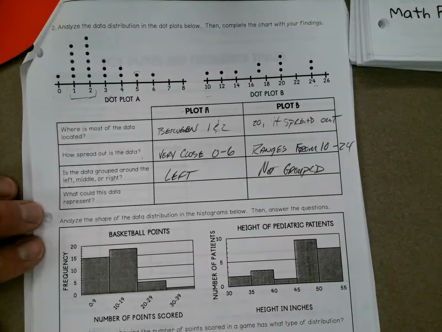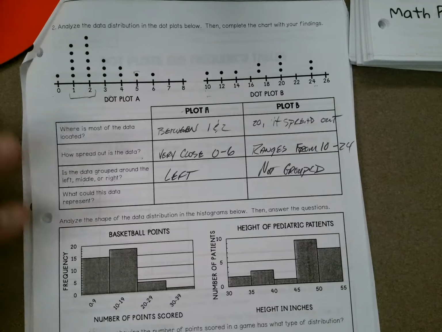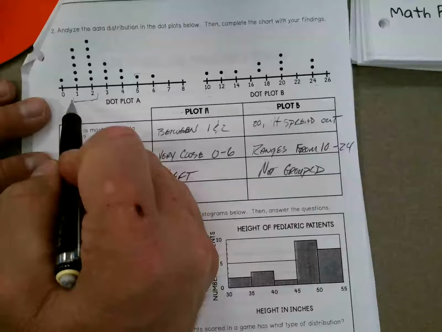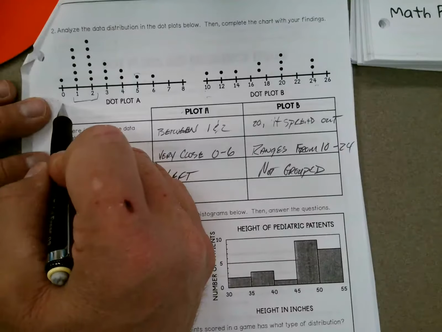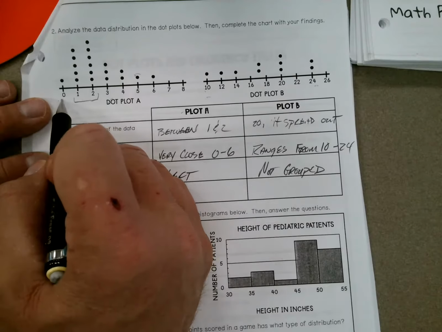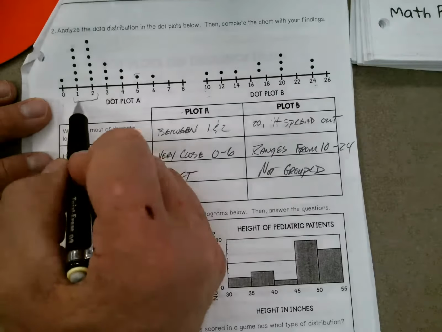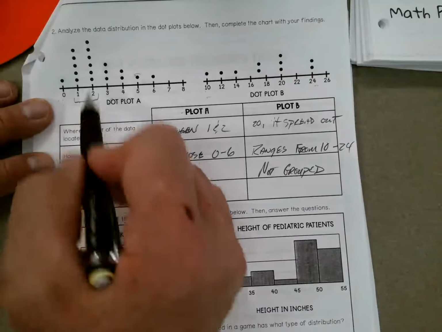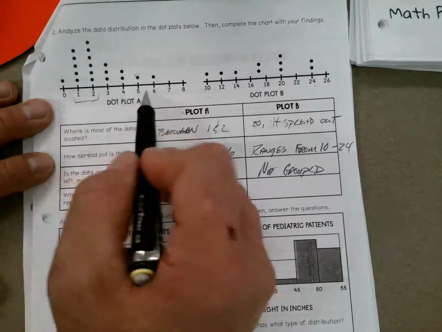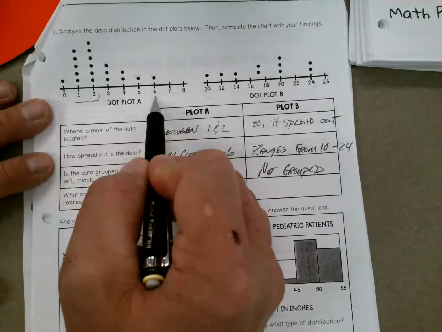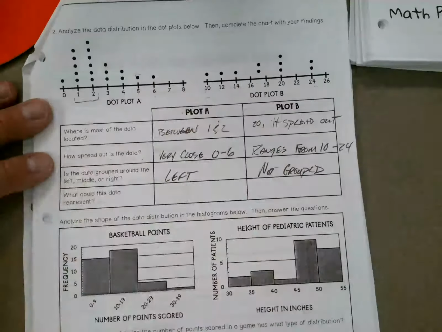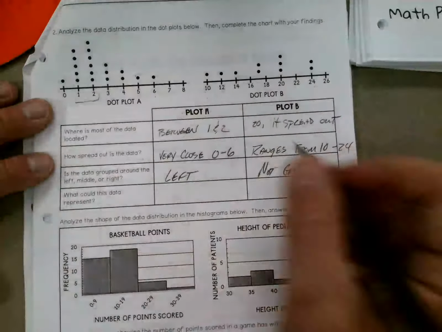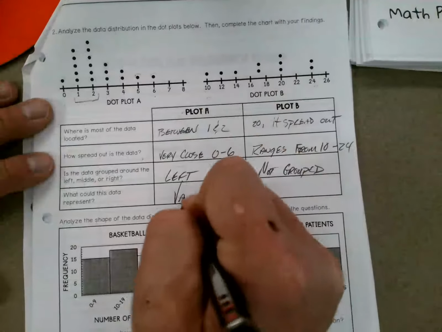What could this data represent? Well, this data could represent a lot of things, people that got the problems right. One person got none of them right, 5 got one right, 6 got 2 and 3 got 3 and so on down the line. 1 got them all right out of 6. So if there were 6 problems, 1 got them all right, 1 got them all wrong, and then we have a nice spread. Over here, I'm just going to write vary.